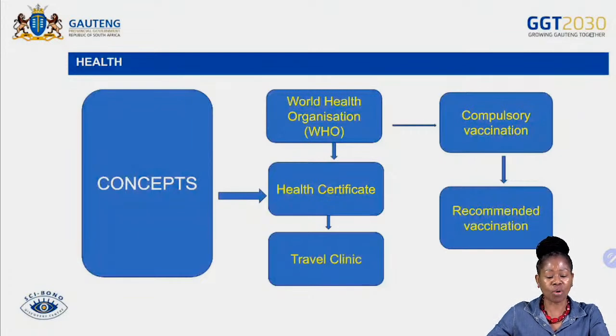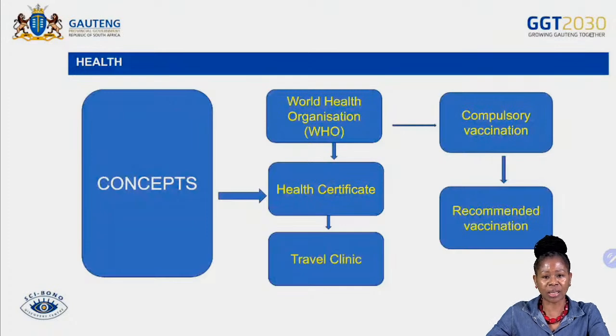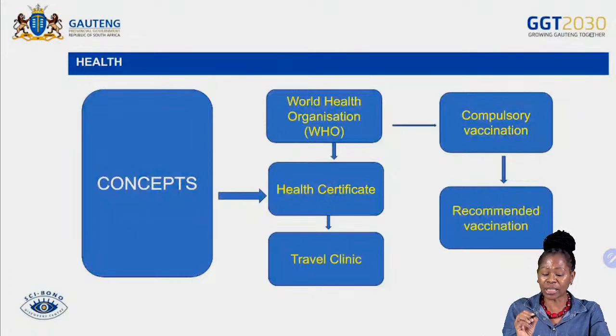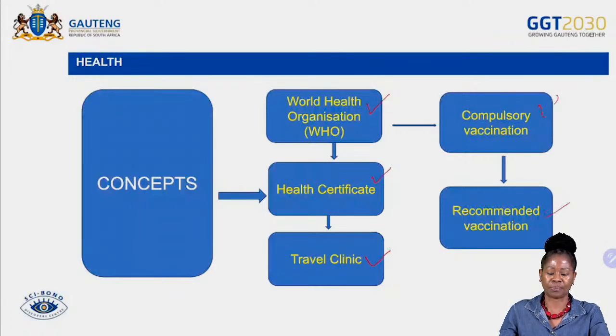And then under health, I'm going to do concepts such as the World Health Organization, the acronym WHO. I'm going to do health certificates. I'm going to do travel clinics. I'm going to do compulsory vaccinations and recommended vaccinations. When you do this topic, these are the concepts that you must know. Let us repeat. We have the World Health Organization. We will talk about it. What is it? We are going to do health certificates, the travel clinic, compulsory vaccination, and also recommended vaccinations.